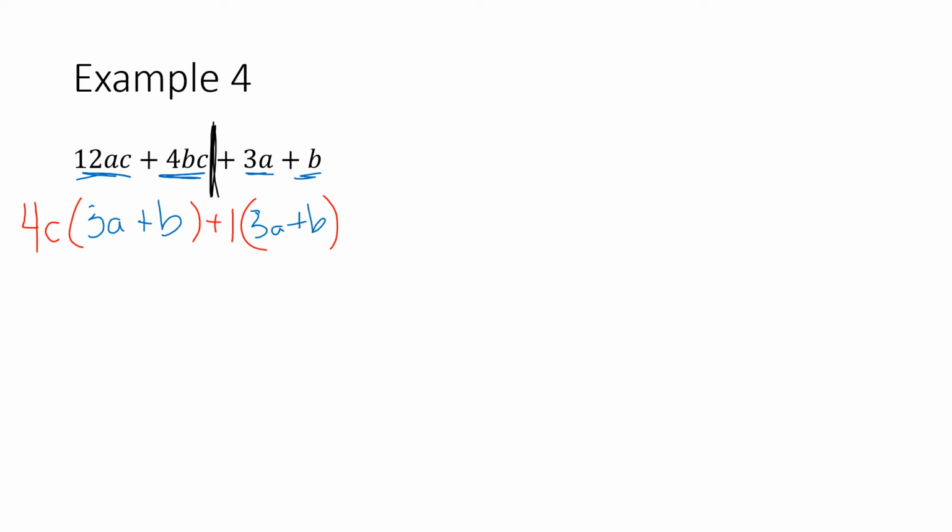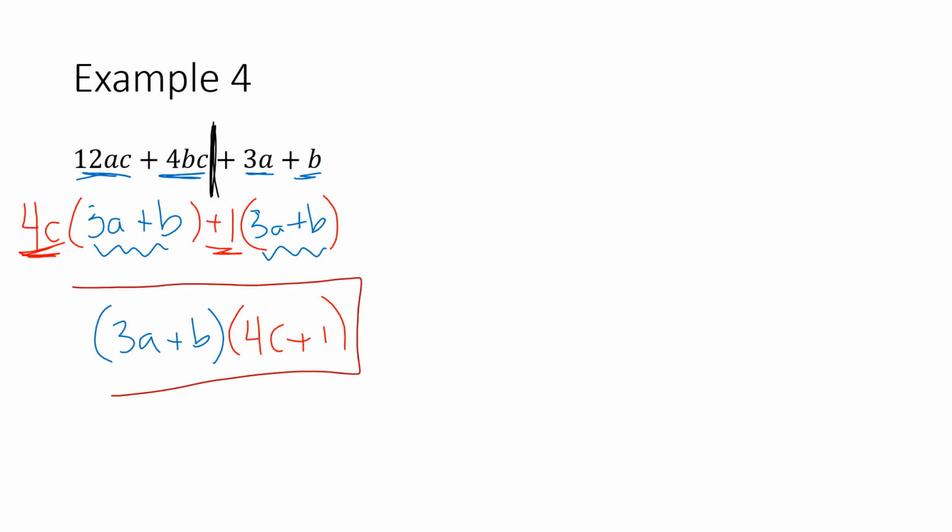And again, you see that the part inside the parentheses matches, so we're going to take out the greatest factor again by bringing that matching part to the front. If I bring that to the front, it's going to leave behind 4c plus 1. And that is how you factor by grouping.